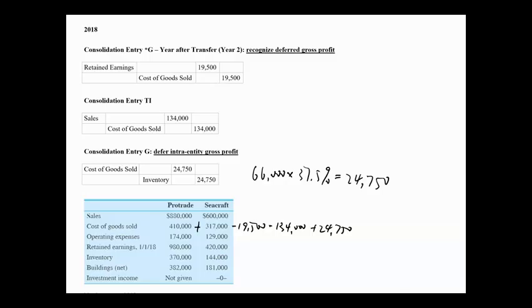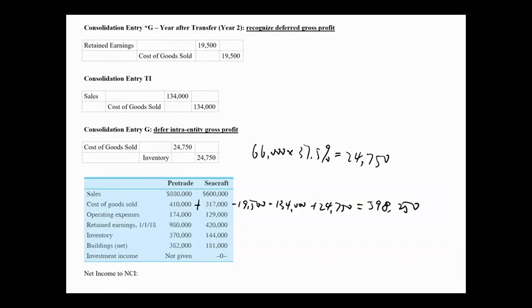So we have three entries that involve cost of goods sold, and they need to be considered here. Then add them together, and that equals 598,250. So this is the consolidated balance of cost of goods sold.